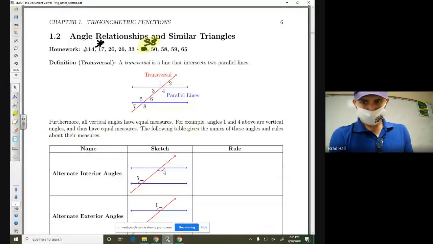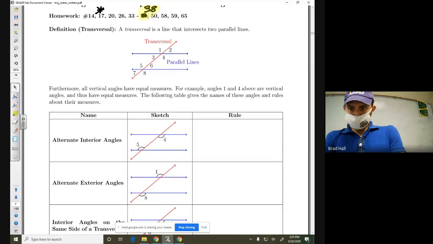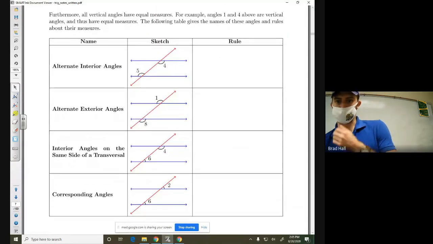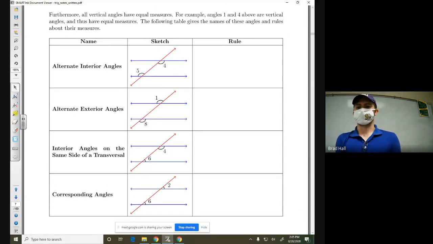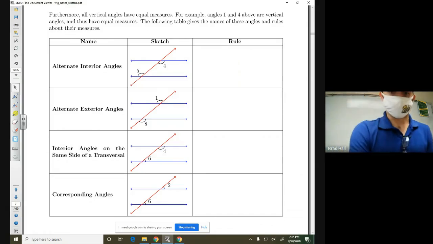All right, cool. So go down, we have these different rules for types of association. All of these use the same transversal, and it's explaining how angles of certain parts associate with one another. So here you see that 4 and 5 are identified in the very first row.